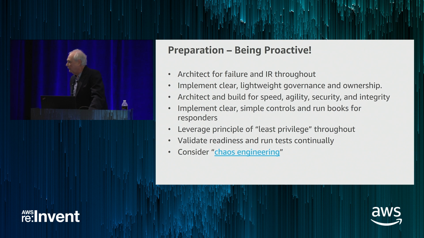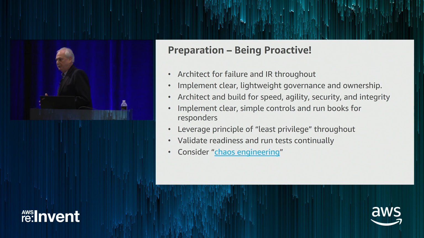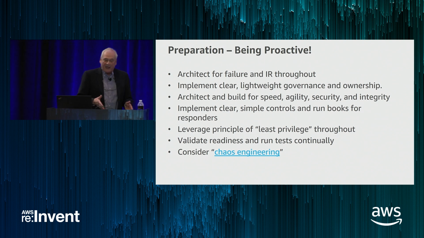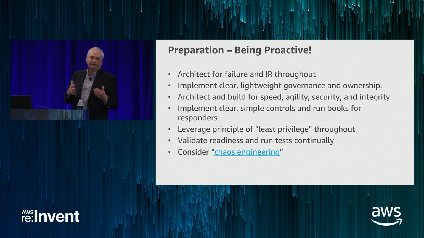One of the things that we recommend is to implement clear, lightweight governance and ownership principles, so that when you design your architecture, you know immediately who's responsible for which pieces of infrastructure, who owns that infrastructure, and what the security requirements are. That can be done very easily by implementing a proactive tagging policy. We'll talk about that in some detail.